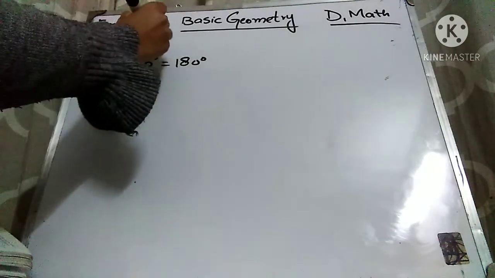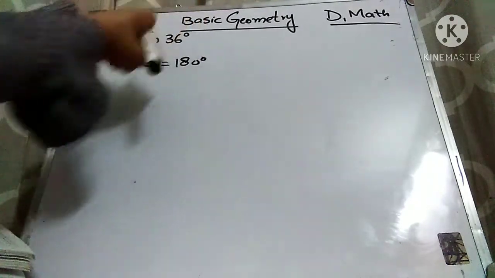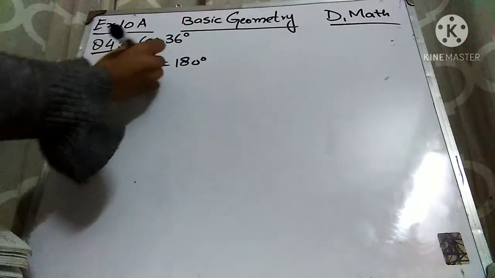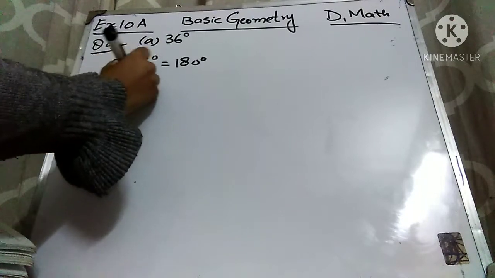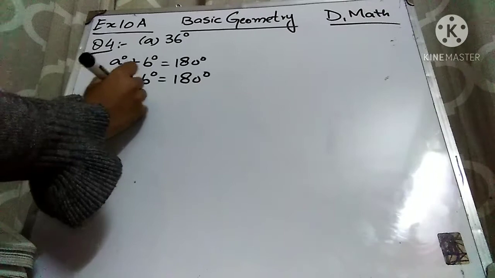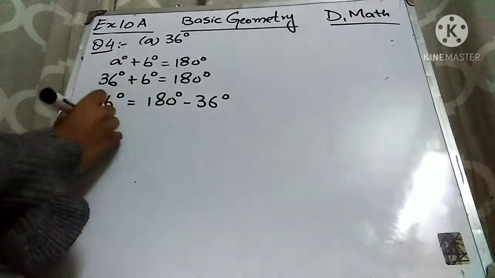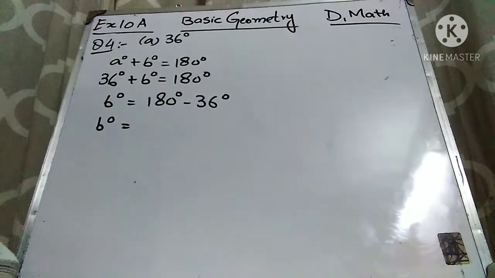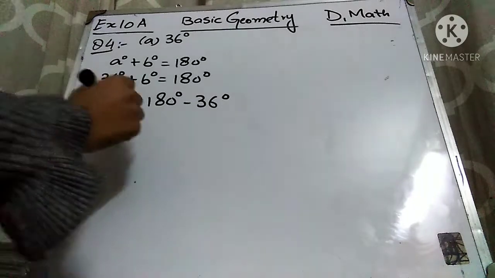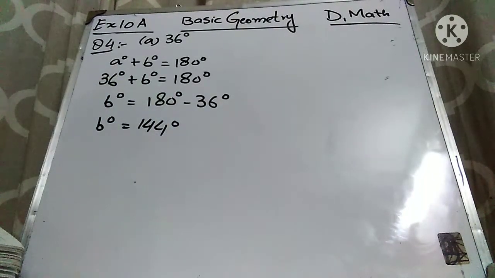Now the first angle is given to you, you have to find out the second angle. The first angle is 36 degrees. Suppose that the first angle is A and the other angle is B. So we have to find out B. How would I find out B? I will just subtract 36 from 180 to get angle B. So 180 minus 36 will be equal to 144 degrees. So angle B is equal to 144 degrees. Okay, so I hope that part is clear to you.